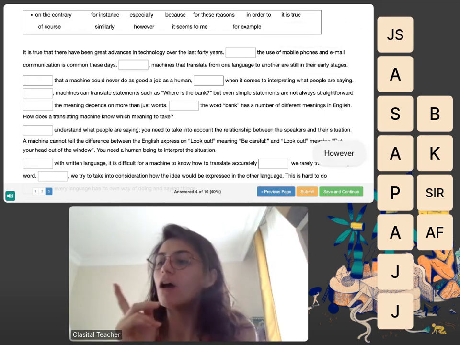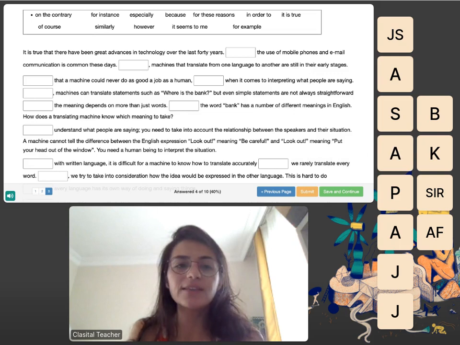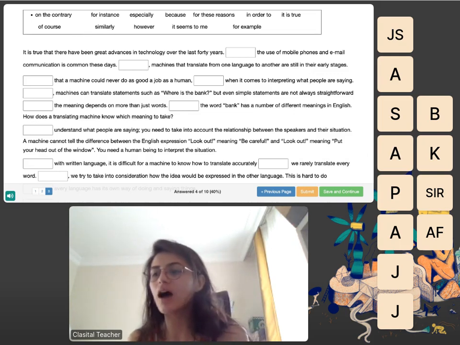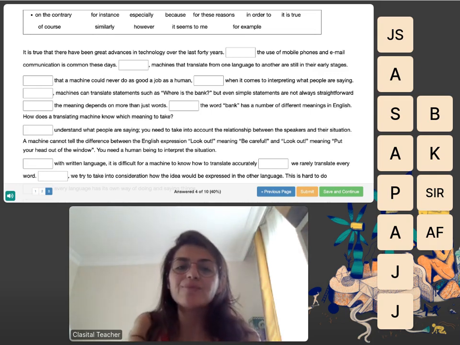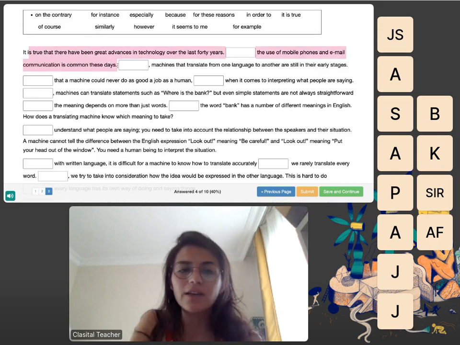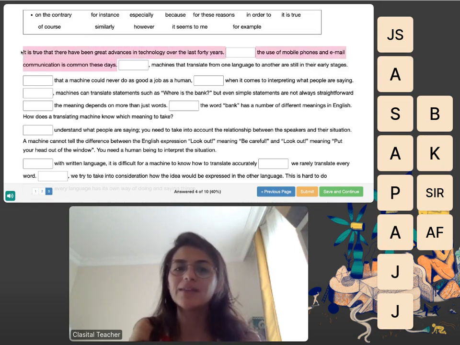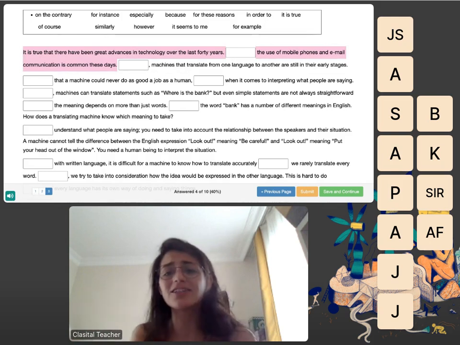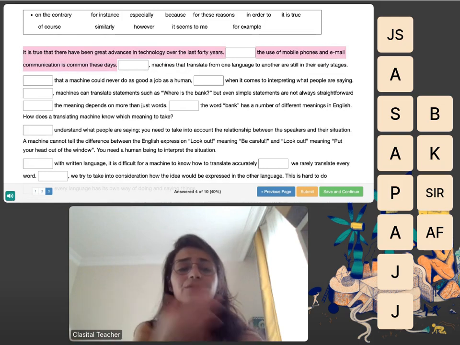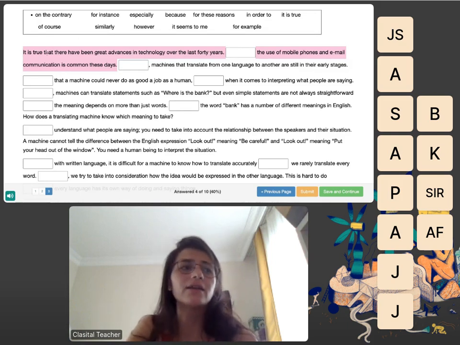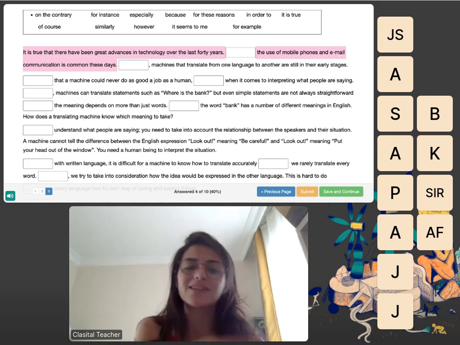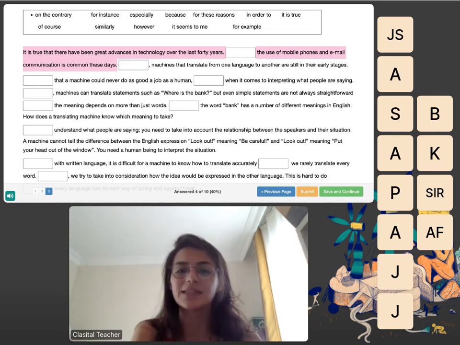What about the second one? Some of you say for this reason, for the reason. We can say for these reasons. However, there are a lot of opinions on that one. Basically, we were talking about something positive, right? We were saying that technology is great. We're using mobile phones and email communication, which are all really good. There is nothing that's not positive here, right? They're all positive developments, advancements.